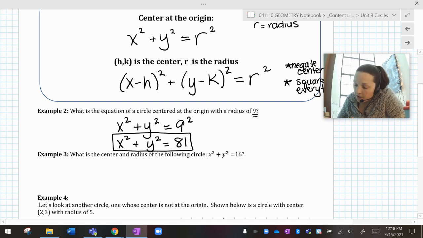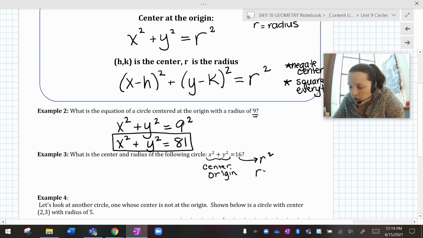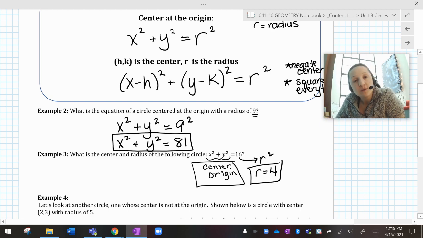What's the center and the radius of this circle? Well, that says x squared plus y squared, so I know my center is the origin. And then 16 is r squared. So what squared is 16? Oh, 4. So my center is the origin, and my radius is 4.